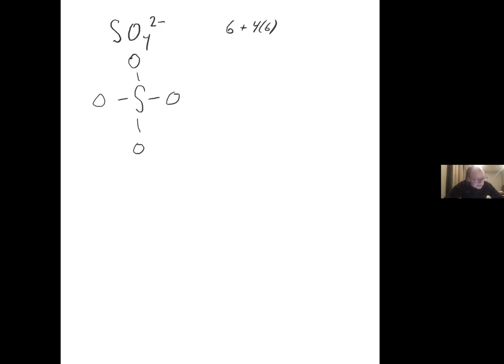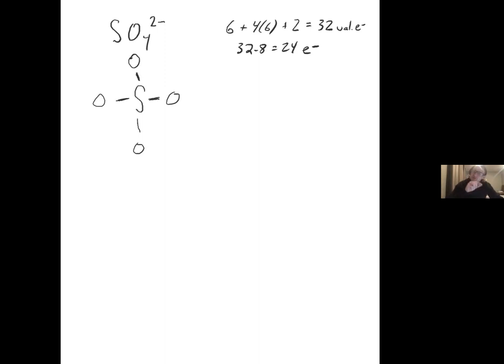And then there's a -2. So remember, when it's negative, you add the electrons. So that means you got 32 valence electrons, right? You subtract off the electrons you've already used. So we have 4 bonds. Remember, each bond is 2 electrons, so that's 8. So 32 minus 8 is 24 electrons left over.